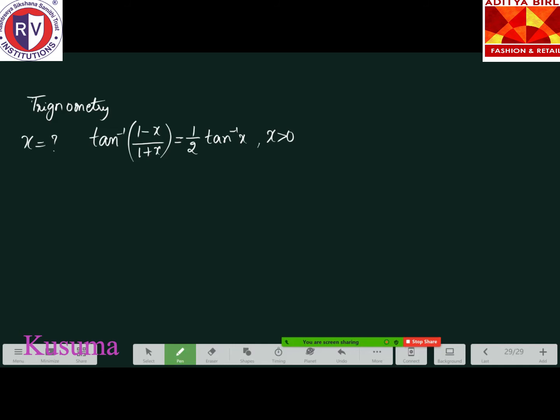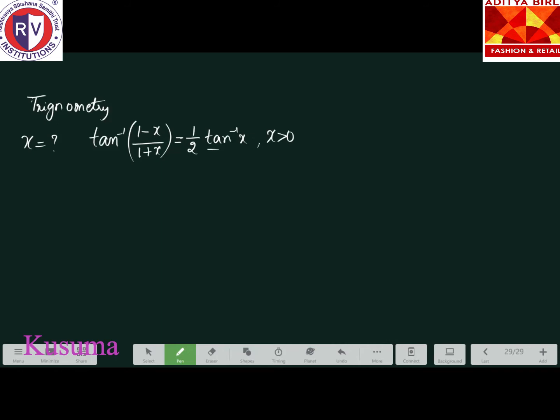So I have to solve for x given tan inverse of (1 minus x divided by 1 plus x) is equal to 1 by 2 tan inverse x. Here tan inverse x is there, but it will be easy whenever x is in the form of tan, right? Tan inverse of tan x will give us x. So let us try to put it in the form of tan inverse of tan theta.